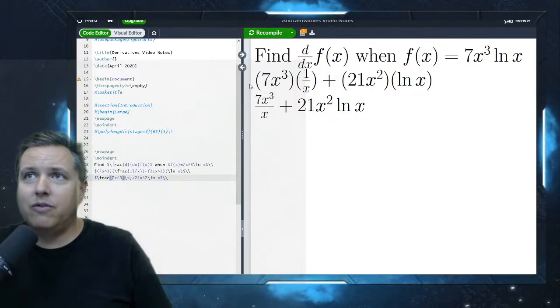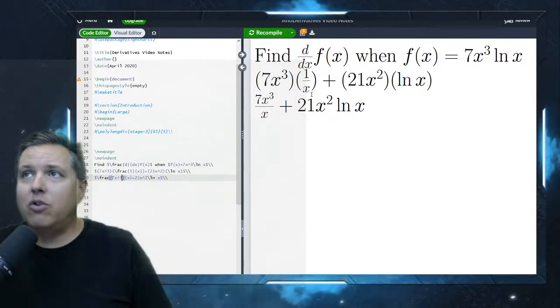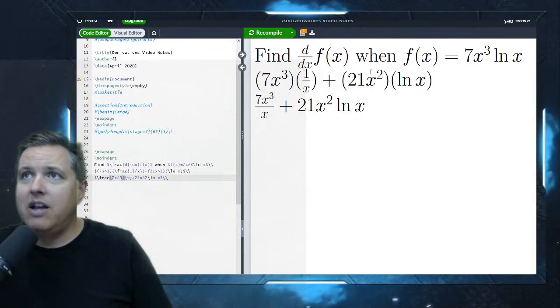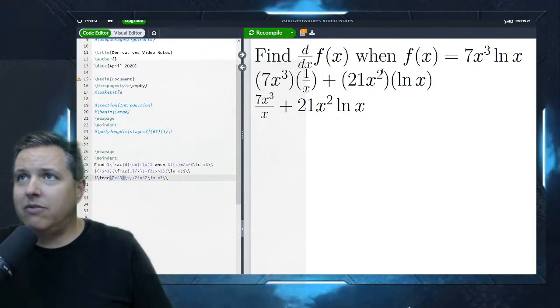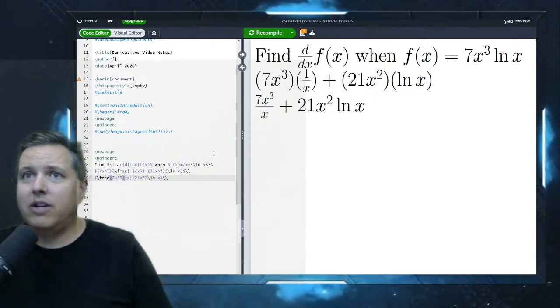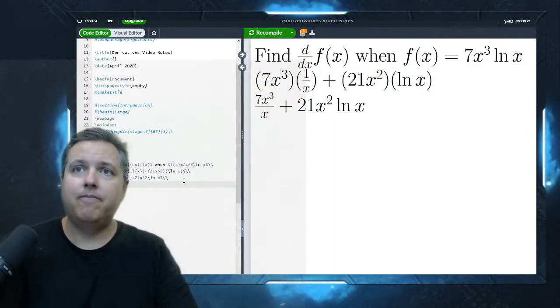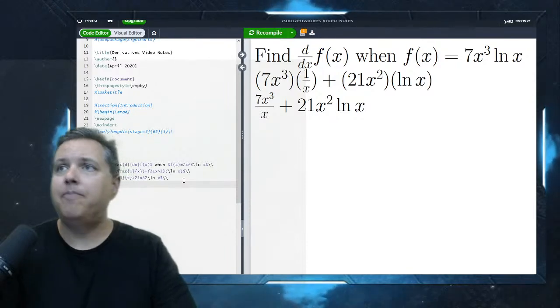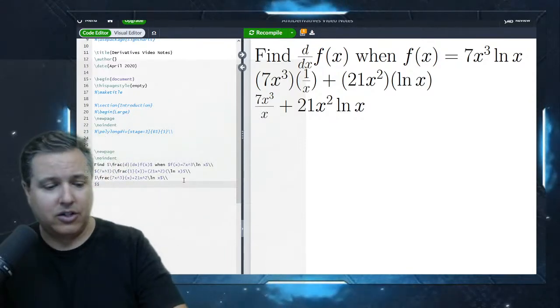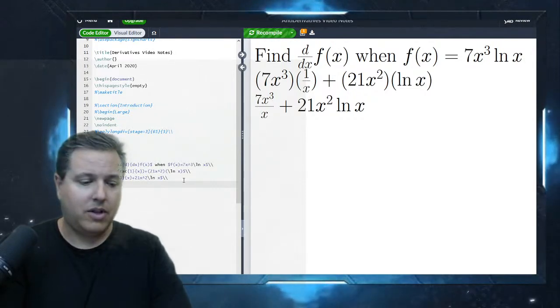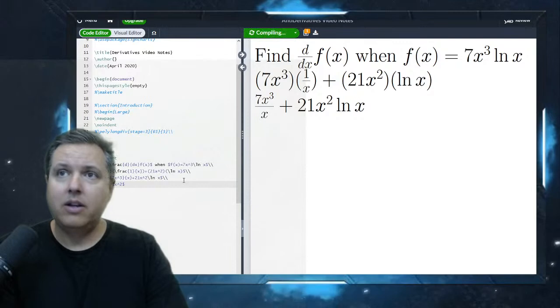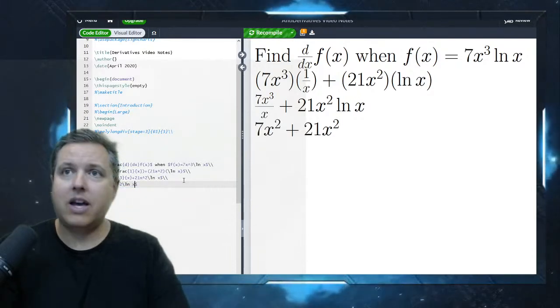Right, so that we leave the first function alone, 7x cubed, times 1 over x, the derivative of natural log of x. Then we take the derivative of 7x cubed, giving us 21x squared, leaving natural log of x alone. And then this simplifies to 7x cubed times 1 over x plus 21x squared natural log of x. So 7x cubed over x is just 7x squared plus 21x squared times the natural log of x.